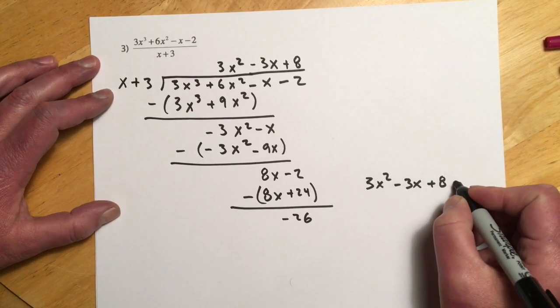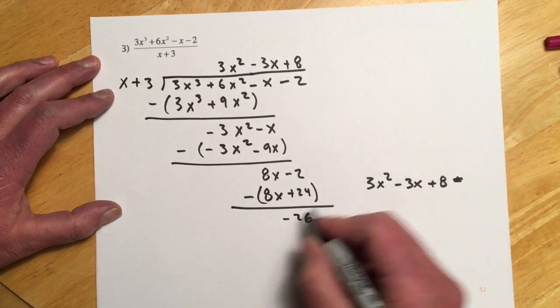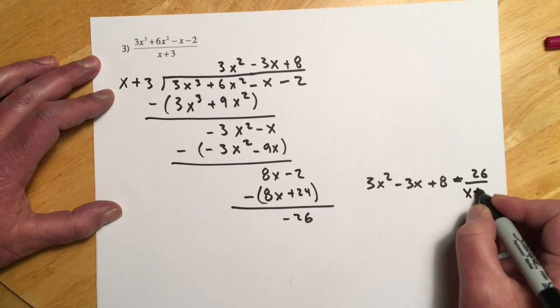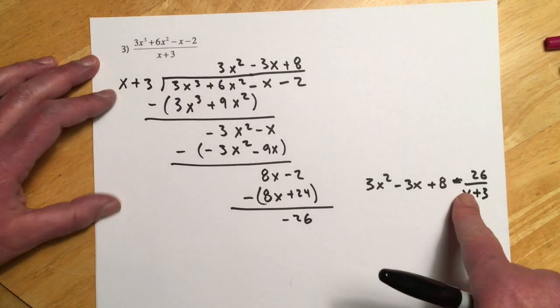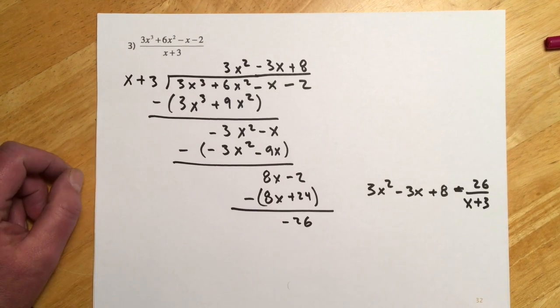And then minus, sometimes you'll see it written plus a negative. I'll just write it minus 26 over x plus 3. And so it's just the remainder over the divisor.